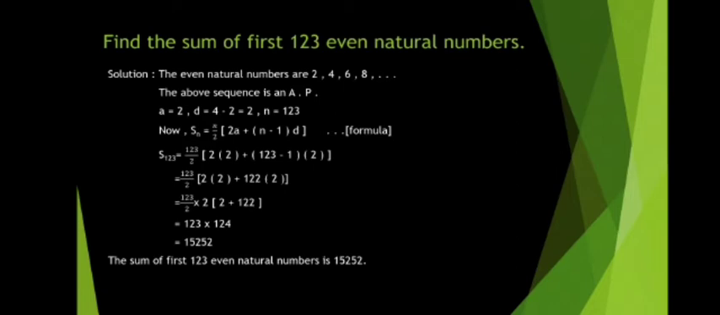So S123 = 123/2 [2 multiplied by the value of a, that is 2, plus 123 minus 1 into 2]. Now 123/2 [2 multiplied by 2 plus 123 minus 1, that is 122, very simple, into 2]. Now here inside the bracket we can see both the numbers, 2 multiplied by 2 and 122 multiplied by 2, are multiples of 2.